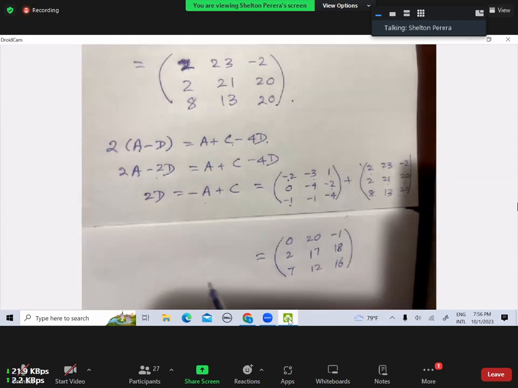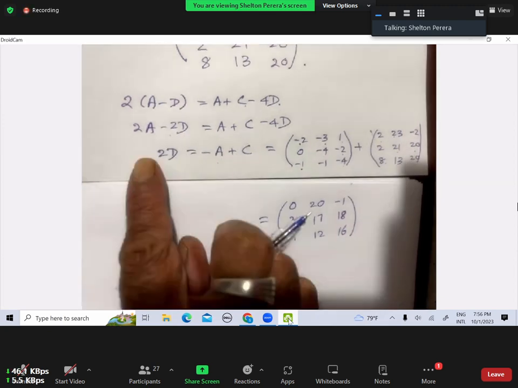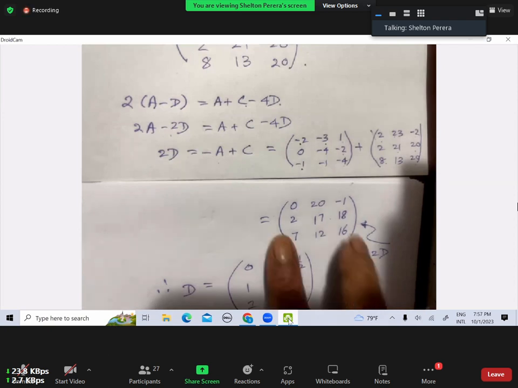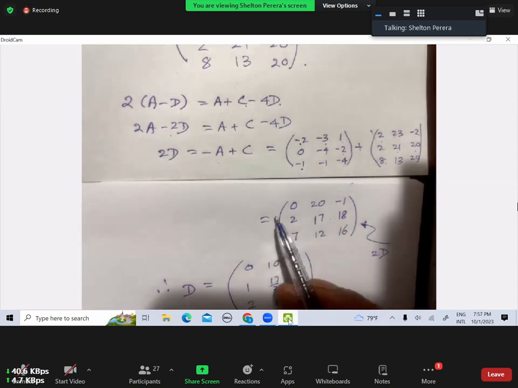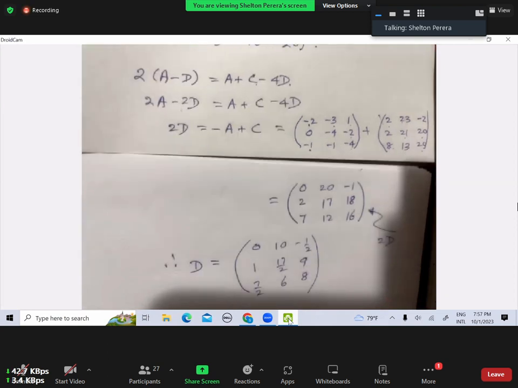What is that? That is 2D. Therefore, 2D is equal to this single matrix. Therefore, D is, you have to divide by 2, meaning multiply by half of this. Half of that is 0, 10, minus half, 17 over 2, 9, 7 over 2, 6, 8. Because this whole thing is 2D, to find D I have to multiply by half, meaning divide every entry by 2. So that is the answer.